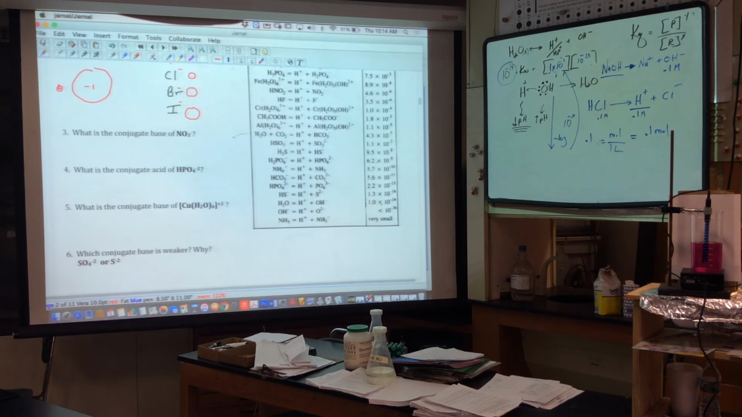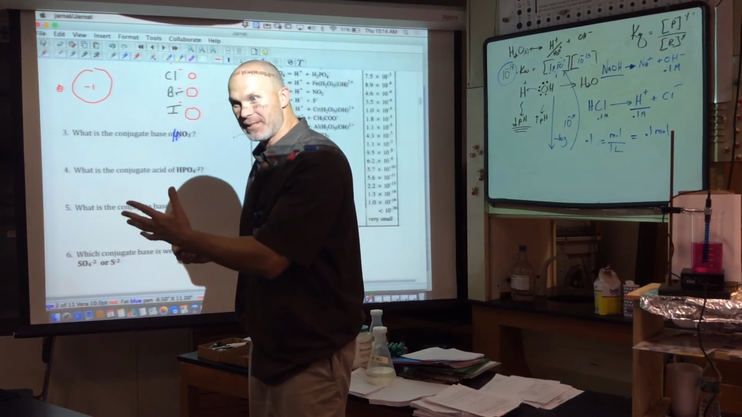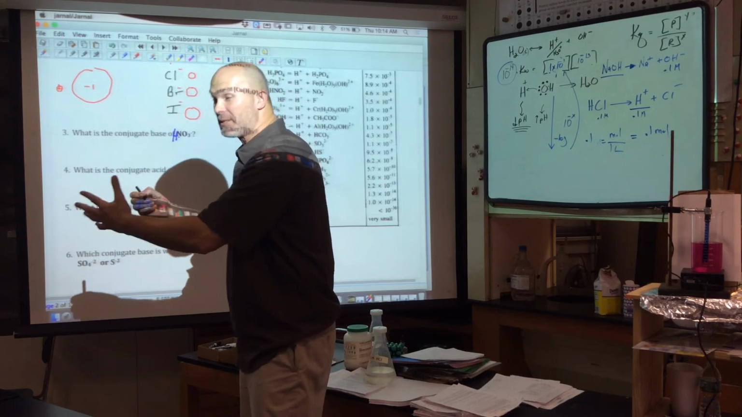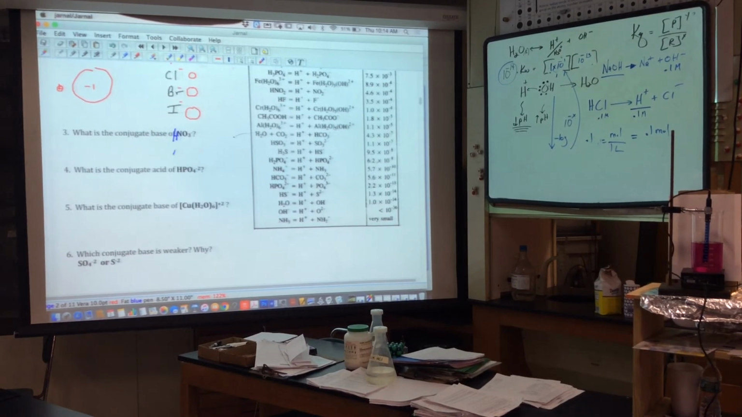Because if I'm looking for the conjugate base of NO3, I'm looking for the form of it after it acts as an acid. It has no H's to give off, so this is a bad question. I should have said, what's the conjugate base of HNO3? Okay, so that was a trick question because my worksheet's messed up. So the conjugate base of HNO3, I'm looking for what it becomes after it acts as an acid. I want the base of this. So it's an acid. Acids give off H's, so this would be NO3 minus. Sorry to confuse you there.